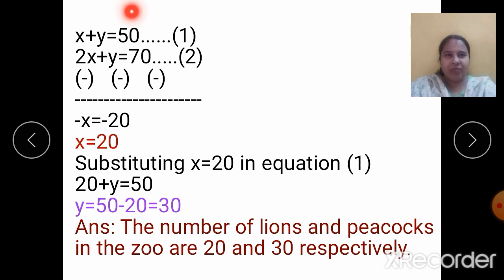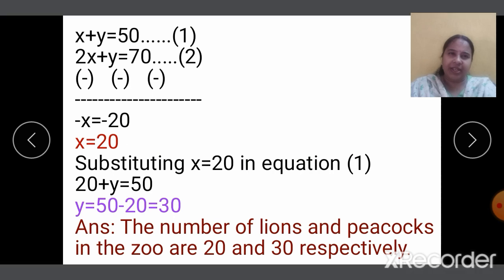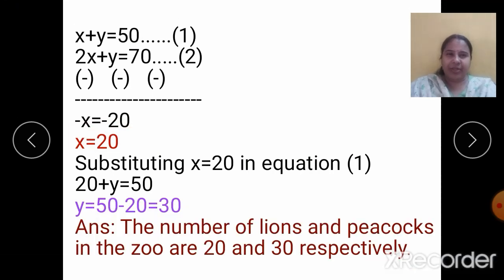Then plus y minus y will get cancelled. x minus 2x is minus x. 50 minus 70 is minus 20. Then minus and minus is getting cancelled. x will be 20. One of the values of the variable I have got. Now what is left? To get the value of the other variable.